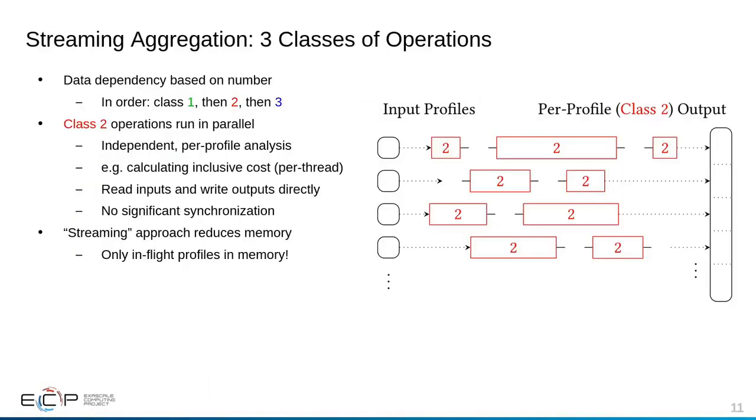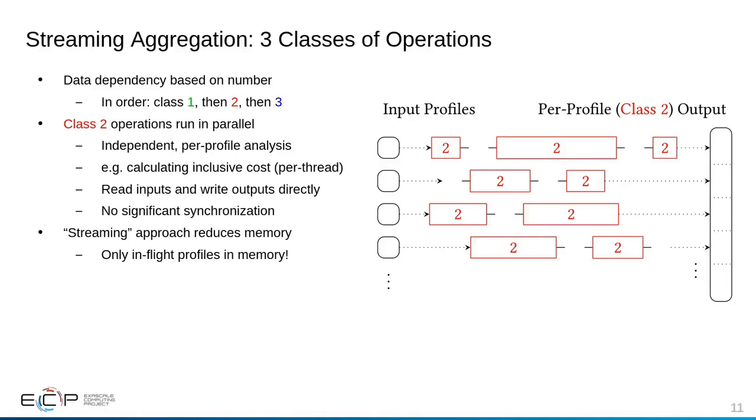Our second approach is to use multithreading during analysis. This allows us to efficiently use all available compute at analysis time, allowing us to scale to exascale performance data. We use a novel parallel approach we call streaming aggregation, which breaks the problem of performance analysis down into three classes of operations. We number these based on the data dependencies between the operations. Class 2 operations may depend on Class 1 operations, and Class 3 operations may depend on operations in Classes 2 or 1. To achieve parallelism, we add restrictions on these operations that we will exploit for high performance.